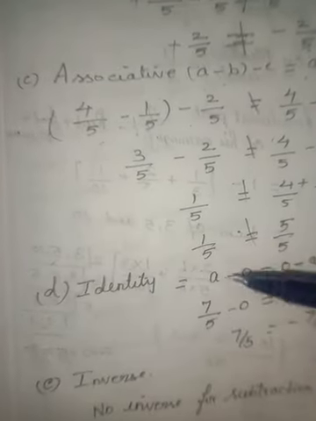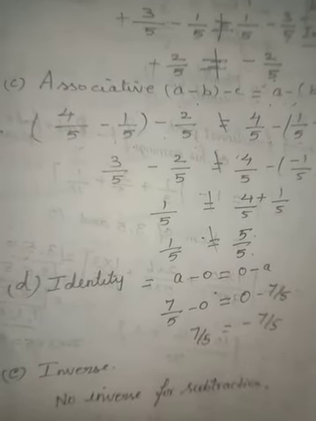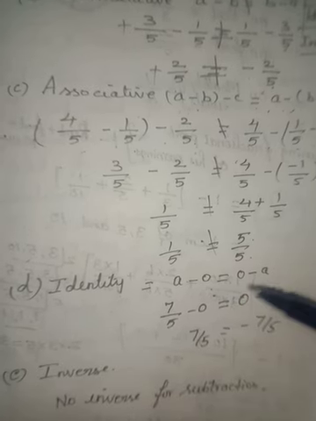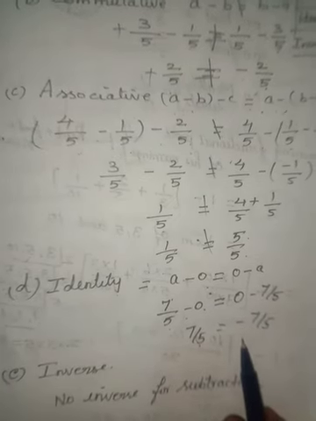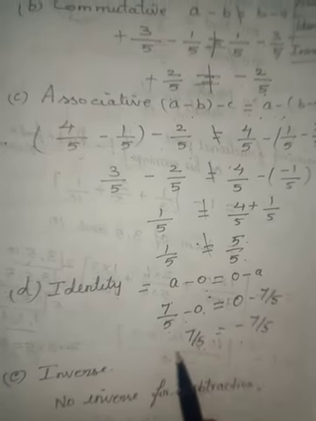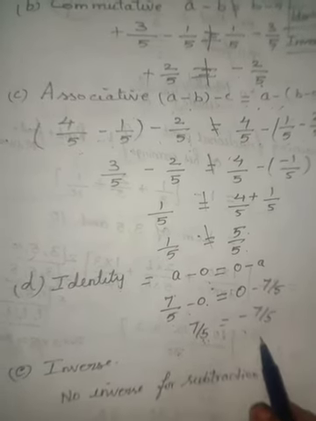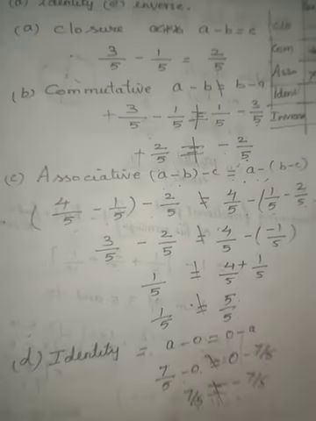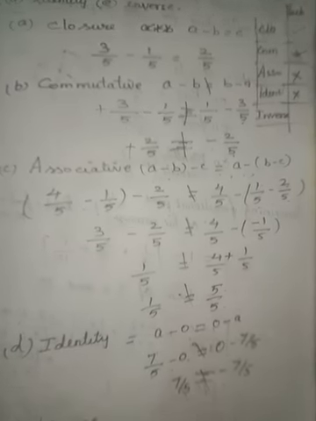Then next, the fourth one, identity. So identity, what is identity? A number subtracted with 0 we get the same number, but 7 by 5 subtracted with 0 we get 7 by 5, that is equal to minus, sorry, this is for left hand side. Similarly we can do on right hand side, we get minus 7 by 5. So here also identity is not satisfied, so we get the identity is not satisfied under subtraction.